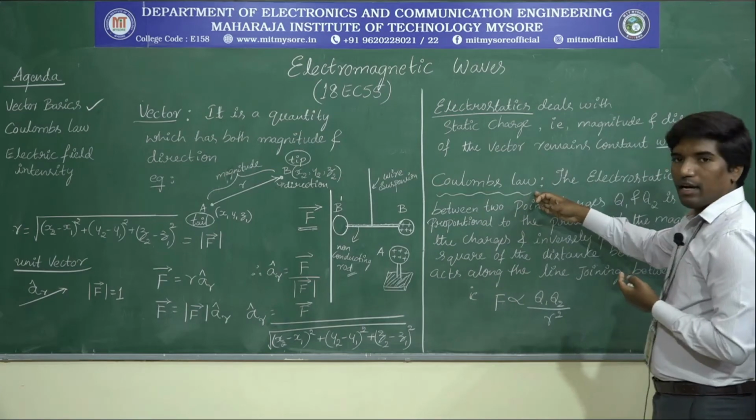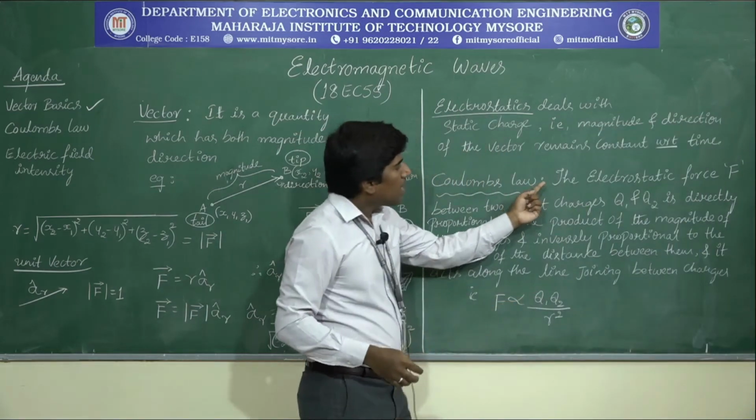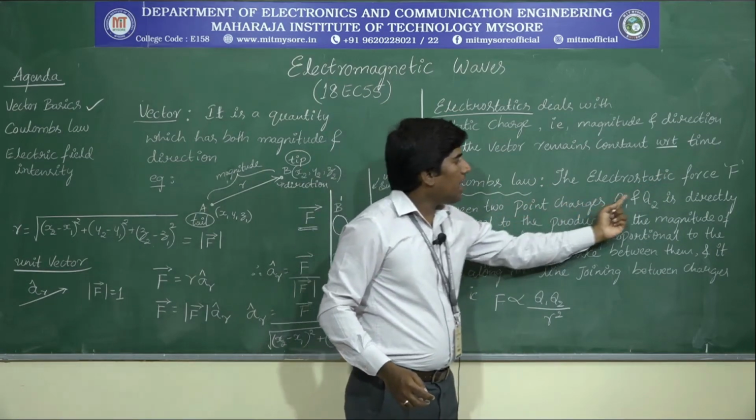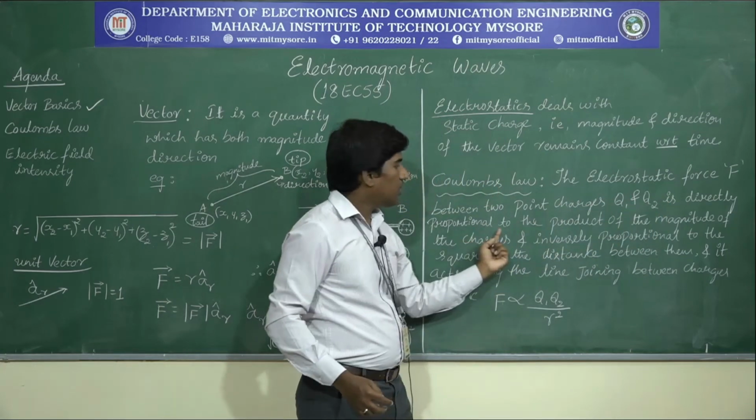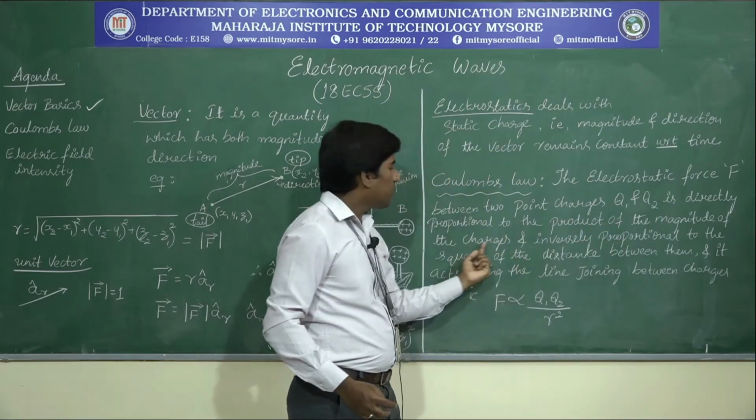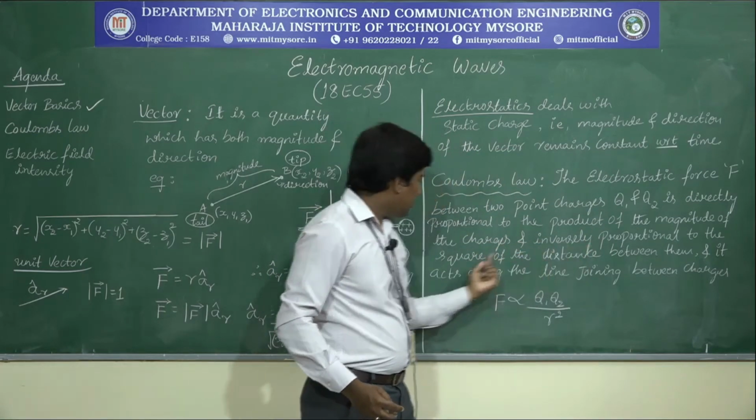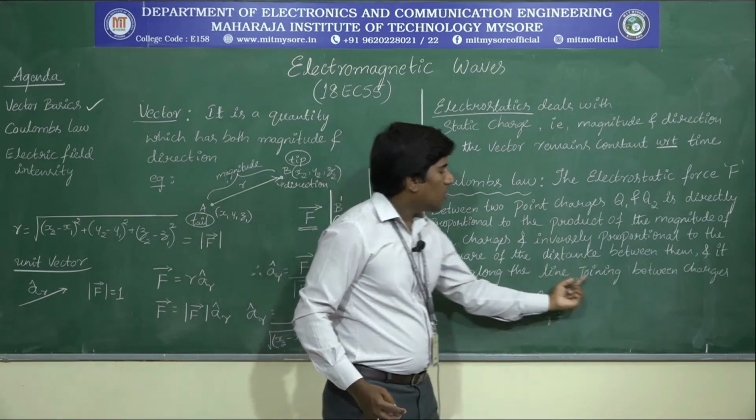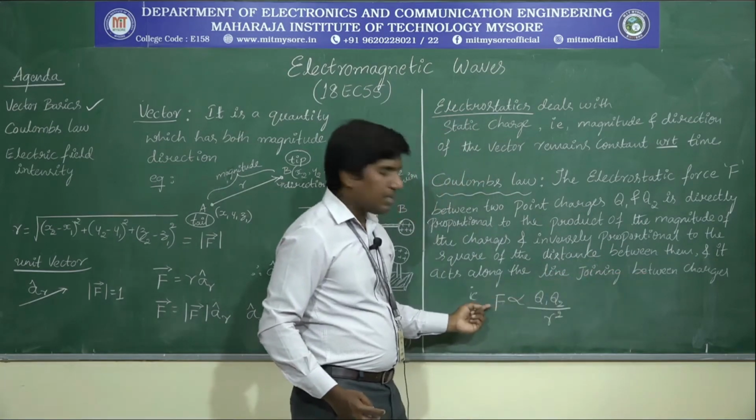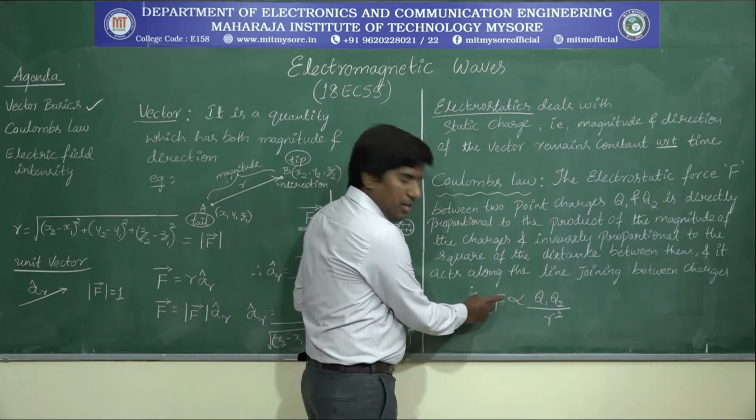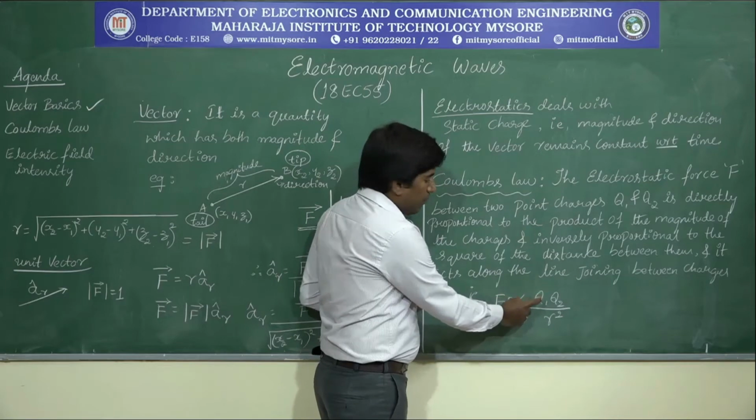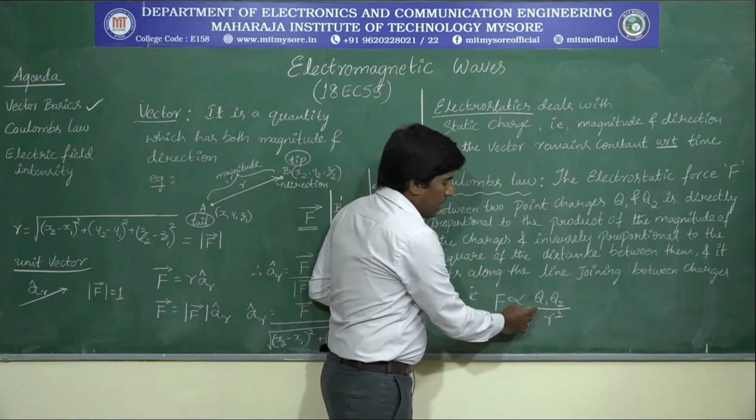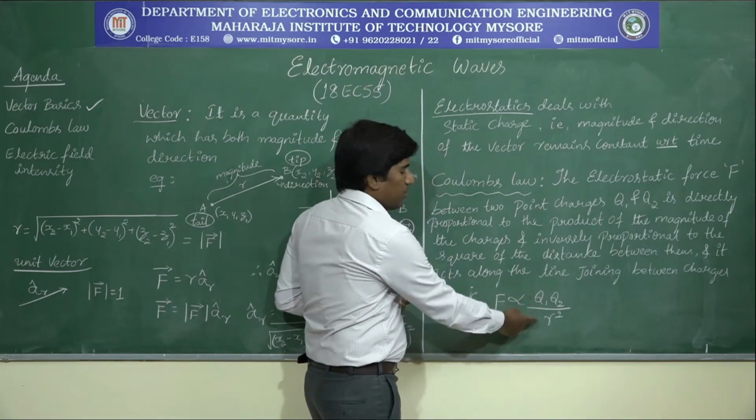So Coulomb's law states that the electrostatic force F between two point charges Q1 and Q2 is directly proportional to the product of the magnitude of the charges and inversely proportional to the square of the distance between them, and it acts along the line joining the charges. Mathematically, it is represented as electrostatic force F is directly proportional to the product of Q1 and Q2, that is, the charges on the two points, and inversely proportional to the square of the distance between them.